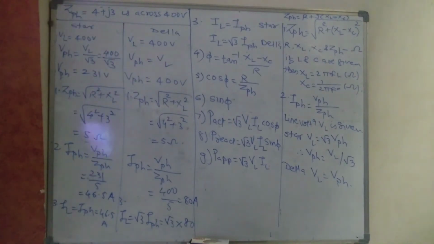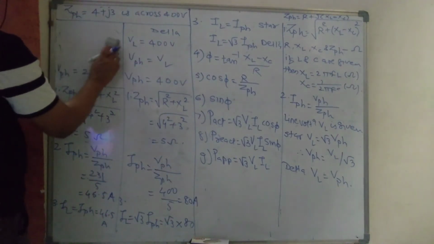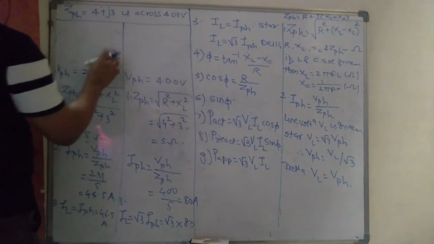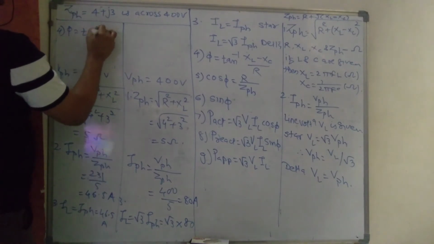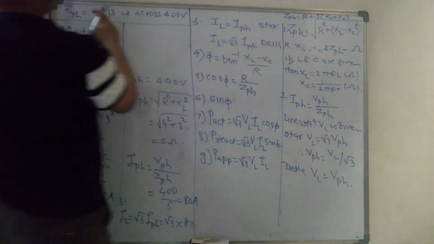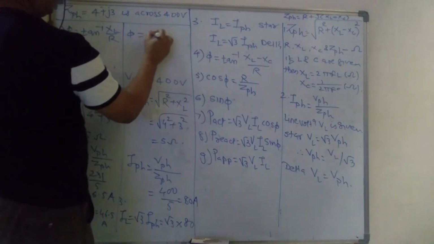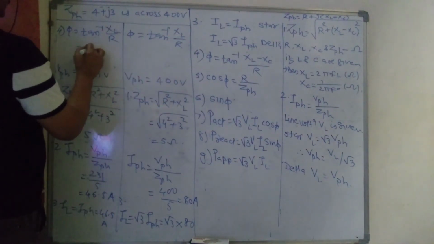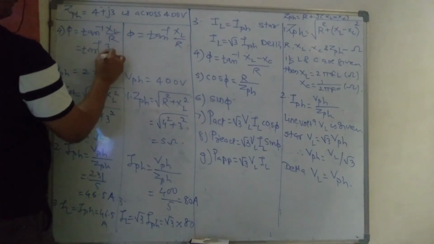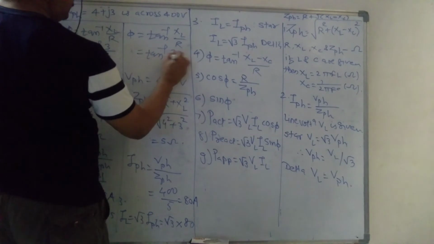Right? Then fourth one, phi is tan inverse of XL minus XC upon R. This is plus j, meaning XL. Capacitor is not given, so tan inverse of XL upon R, which is tan inverse of 3 by 4.